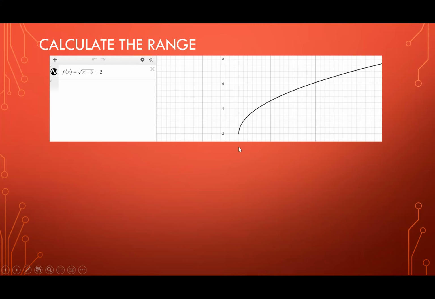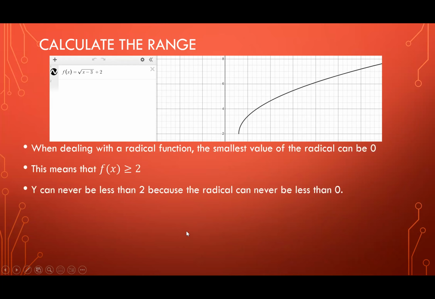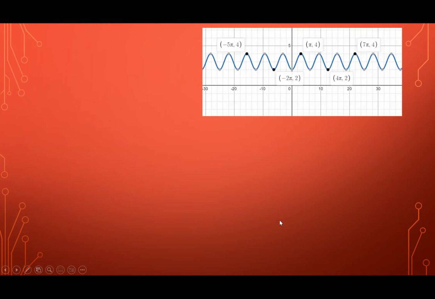All right, if we're going to calculate the range here, it's pretty easy. The smallest y value is 2 inclusive, and it goes up to infinity. So y has to be greater than or equal to 2. So it goes from 2 inclusive to infinity. And once again, we should be pausing, practicing, taking notes.